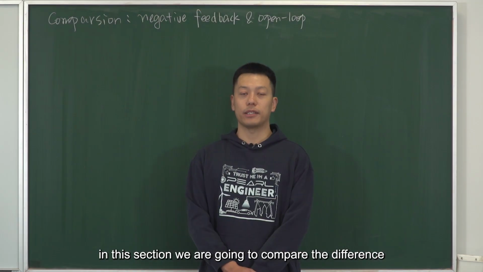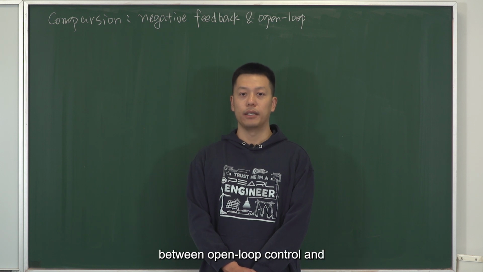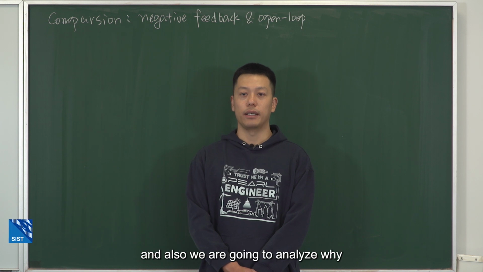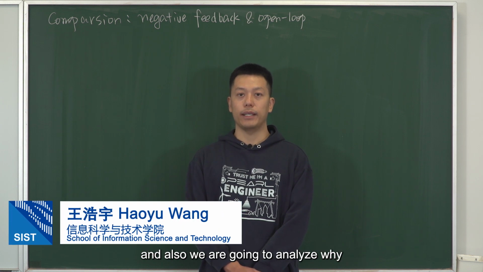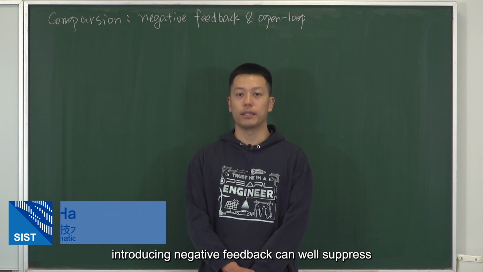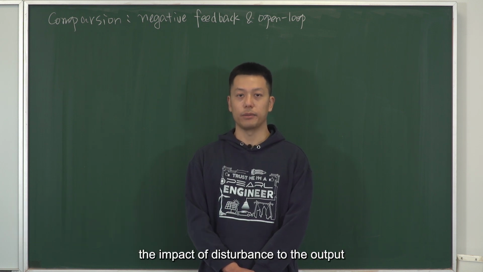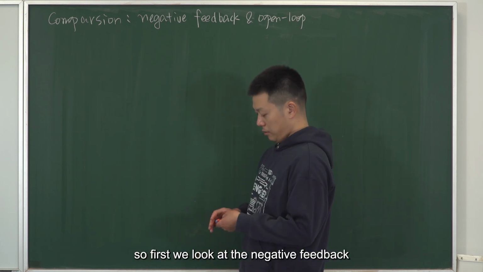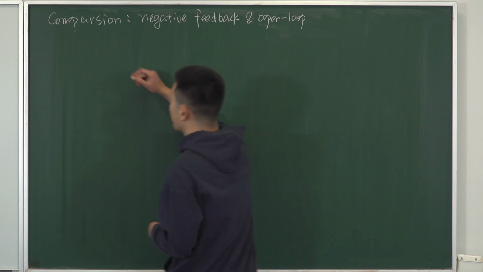In this section, we are going to compare the difference between open loop control and closed loop negative feedback control. And also, we are going to analyze why introducing negative feedback can well suppress the impact of disturbance to the output. So first, we look at the negative feedback.